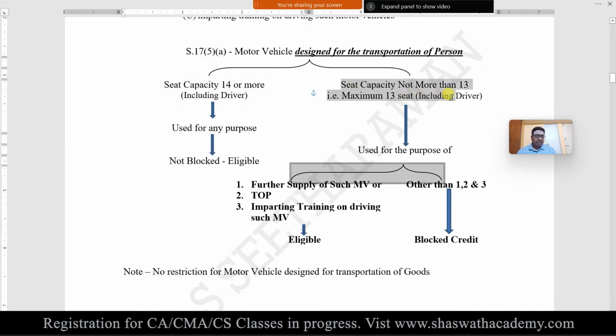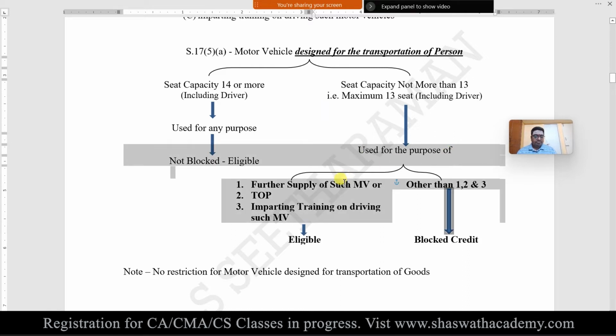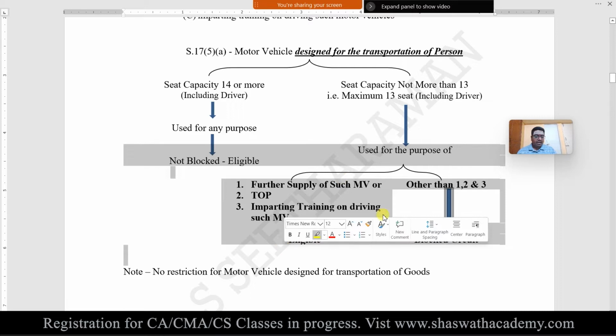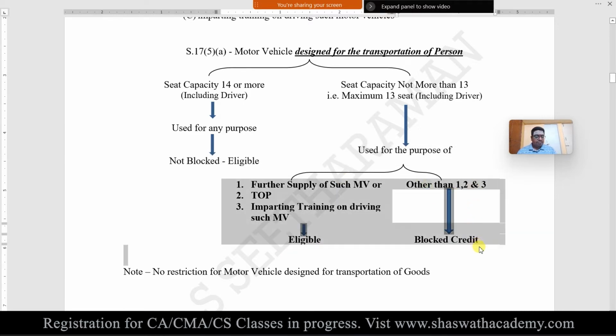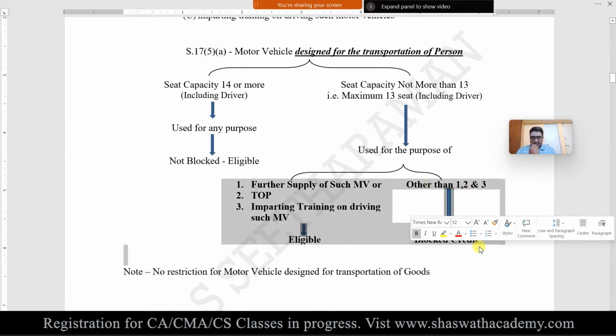No, sir, it is 13 or less than 13, sir. That means, for what purpose has it been used? The purpose is motor vehicle business further usage, transportation of passenger, imparting driving training. Then it is eligible. Other than the three purposes, it is blocked. Guys, are you with me?